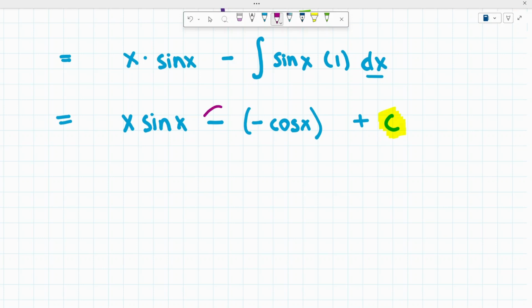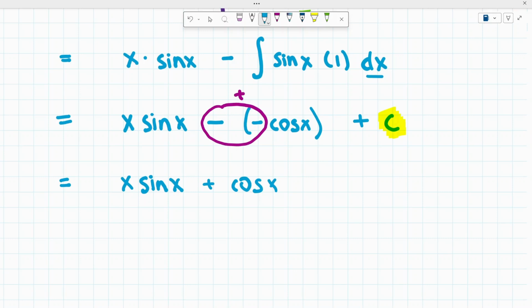Over here, we see we have two negatives. So the enemy of my enemy is my friend. This becomes positive. So now all I have is x sine x plus cos x plus c. There we go. We solved our first integral using integration by parts.